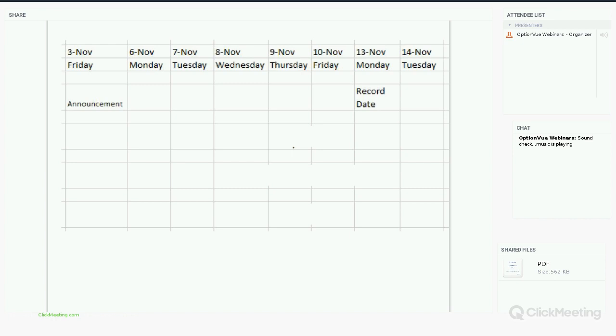All right, this is a little calendar. On Friday, the 3rd of November, they announced what they were going to do in terms of a record date and the dividend level. And that's what they announced. The record date was on the 13th, and in this case it was 63 cents.